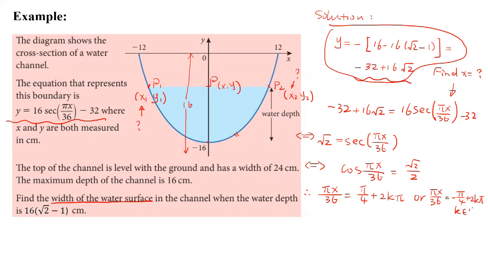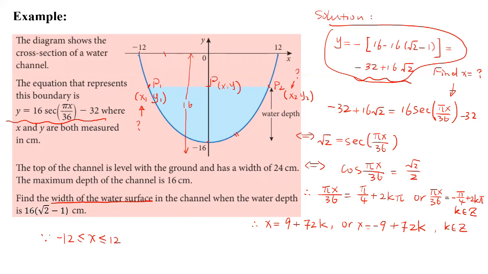Where k belongs to an integer set. Therefore x is 9 plus 72k, or x can also be minus 9 plus 72k, where k is an integer. Now let's consider the constraints for x, because x is within minus 12 and positive 12.